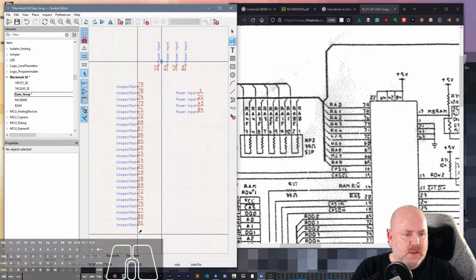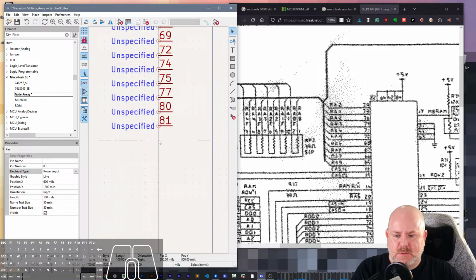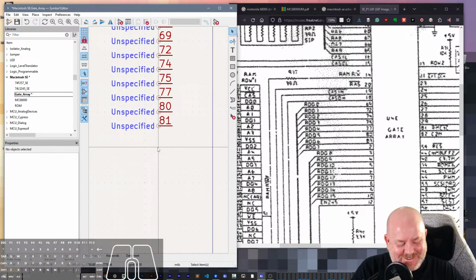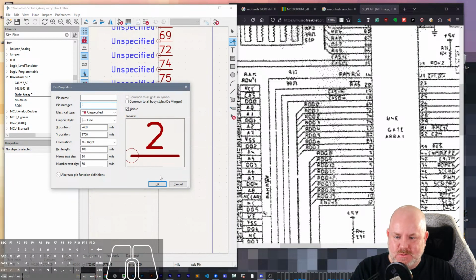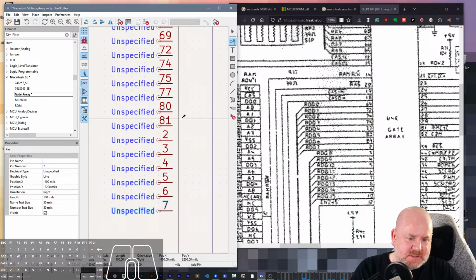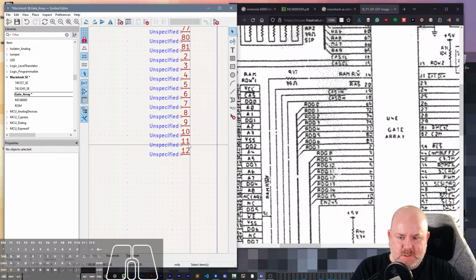I thought 81 was one of the power pins. Okay. All right. 81. Then we get 2, 3, 4, 5, 6, 7, 8, 9, 10, 12. Of course. That's probably a ground. All right. But at least we can do this and say 2, 3, 4, 5, 6, 7, 8, 9, 10, and then 12.